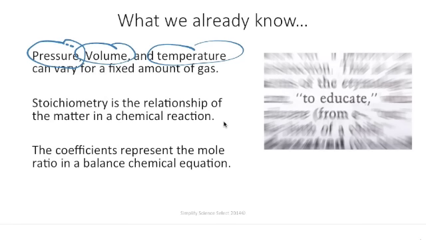The other thing that we should know is that stoichiometry is a relationship of the matter in a chemical reaction. So how everything's going to react, what happens in those chemical reactions, what's produced, precipitated out. We looked at those things in our stoichiometry unit. And then the coefficients represent the mole ratio in a balanced equation. So in a chemically balanced equation, we have that mole ratio, and that leads back to stoichiometry and the relationship of how matter interacts in a chemical reaction.